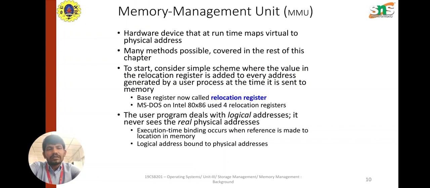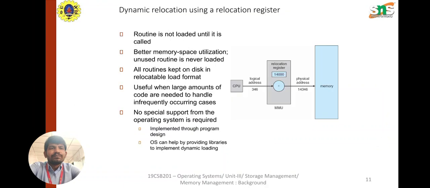The user program deals with logical addresses, so it never sees the real physical addresses. With execution-time binding, the binding occurs when a reference is made to a location in memory. The logical address is bound to a physical address. This is dynamic relocation using a relocation register, which gives better memory space utilization.